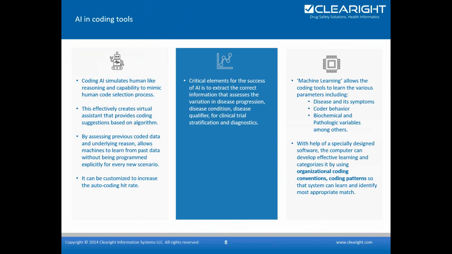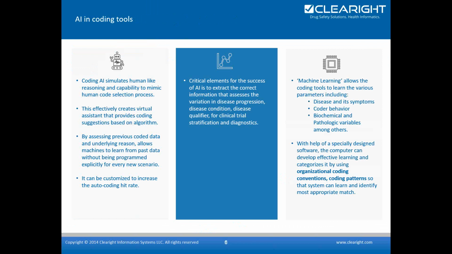So let's deep dive to understand the AI implementation in the coding tool. The coding tool uses AI to create virtual assistants. It provides coding suggestions based upon the algorithm. Also, it can be customized to increase the auto coding hit rate. AI analyzes the coding pattern to restore the correct information that allows end users to assess the variation in disease progression like relapse, remit, progression. Then the second is disease condition, like acute or chronic, etc. The third is the disease qualifier, like flare-up, aggravation, worsening.